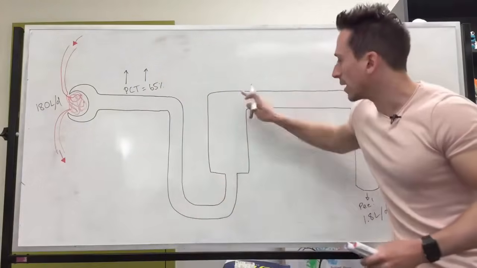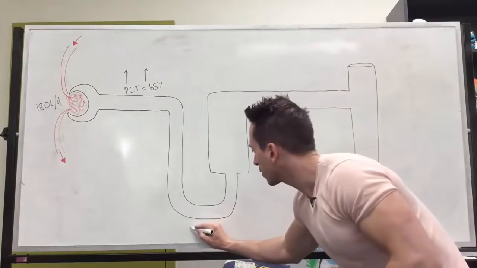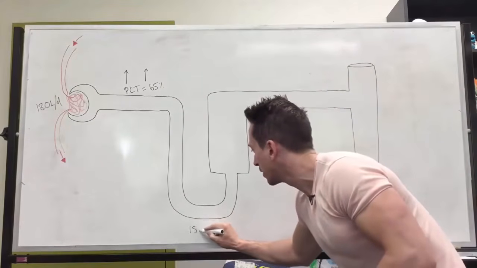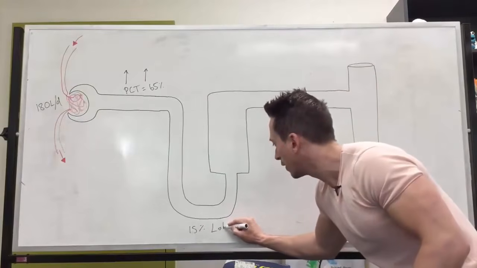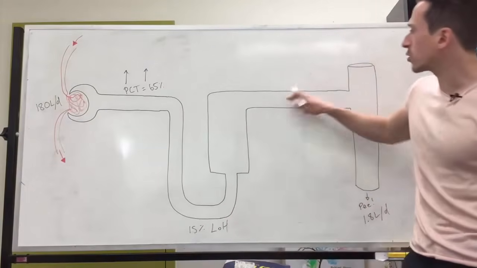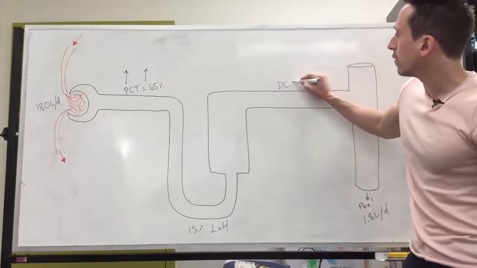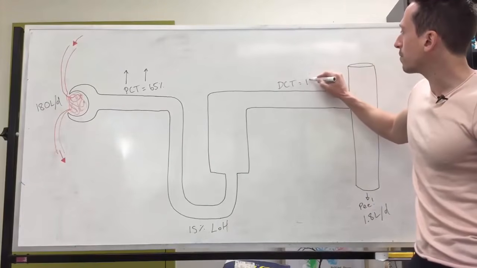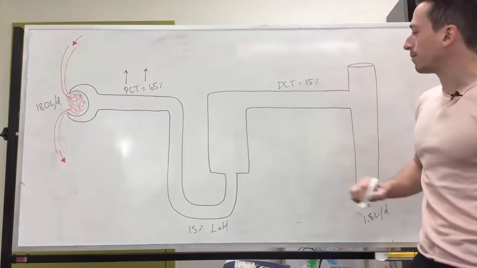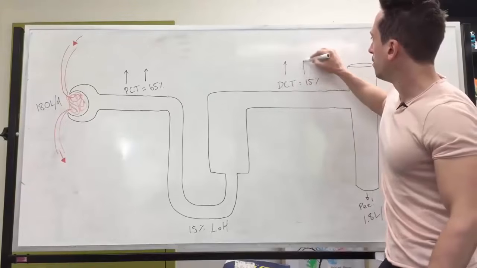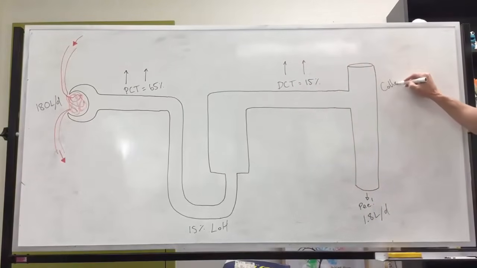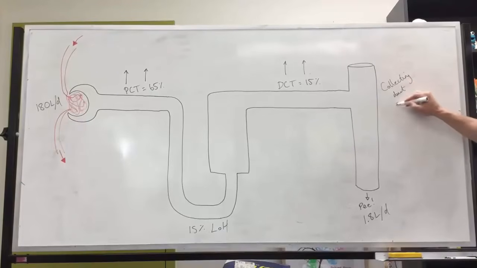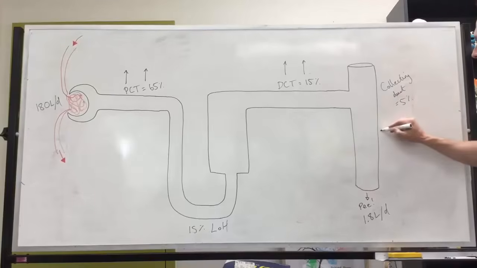This loop of Henle right here, what you'll find is around about 15% of everything gets reabsorbed. And like I said, this is called the loop of Henle. This is called the distal convoluted tubule. And another 15% of everything gets reabsorbed here. And then this is called the collecting duct. And around about 5% of everything gets reabsorbed at the collecting duct.